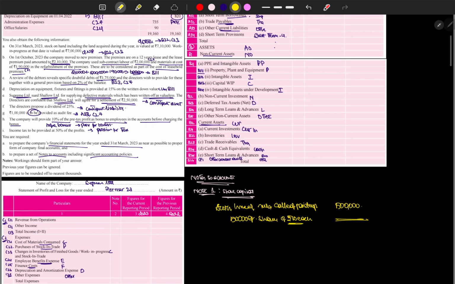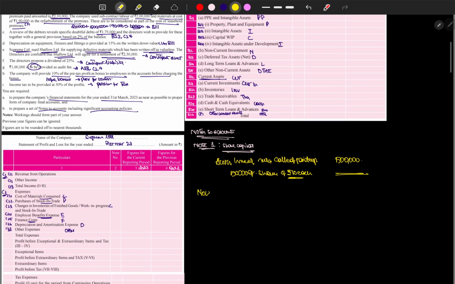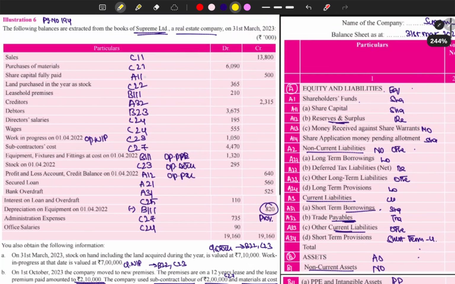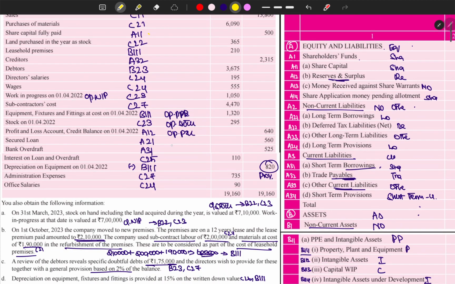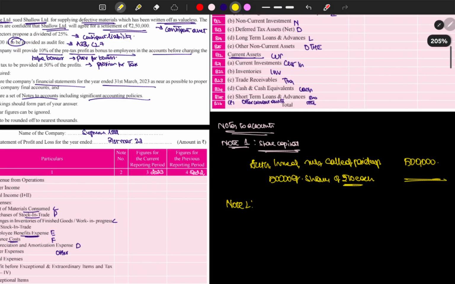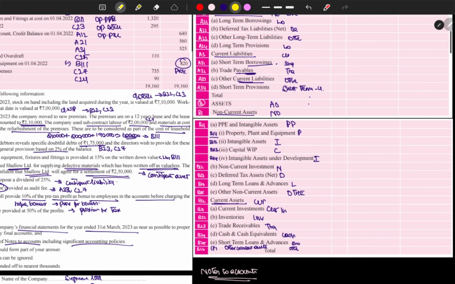Reserves and surplus, Note 2. Is there any other item? No other A double one, right? That's it. Okay, share capital done. Next one is reserves and surplus.